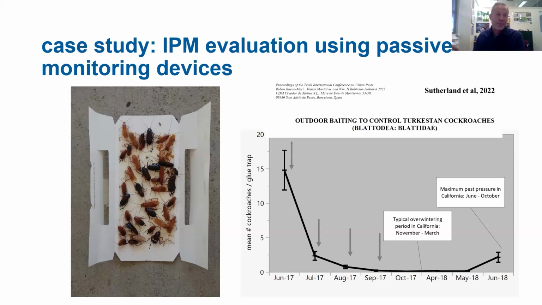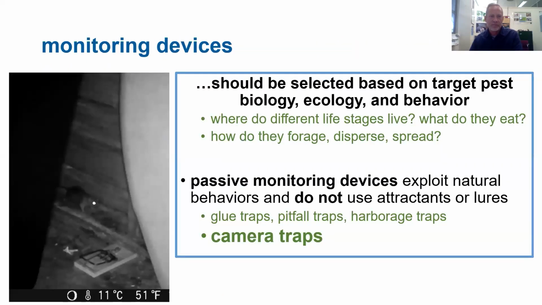And so you can see this image on the left. This is the before implementation of IPM, where we have all of these cockroaches potentially entering an exterior door. This is how many cockroaches were trapped right next to an exterior door of a school building. And after our IPM program was instituted, and there were 4 different bait events, we were able to drive that population close to zero. And so our monitoring showed us that our program was effective.